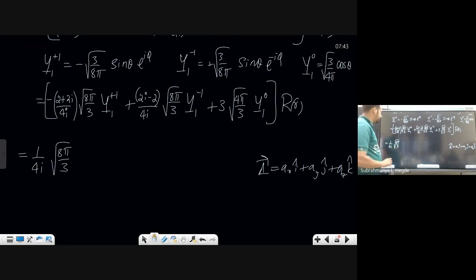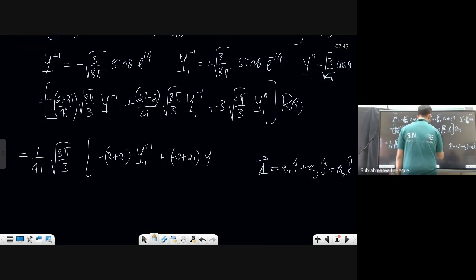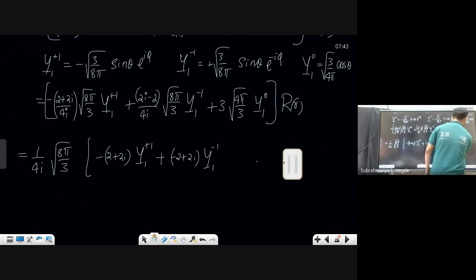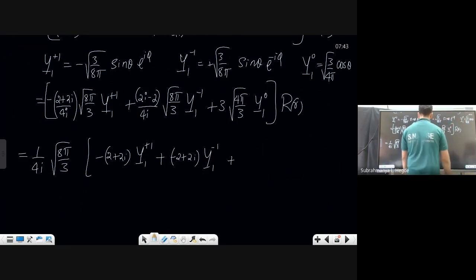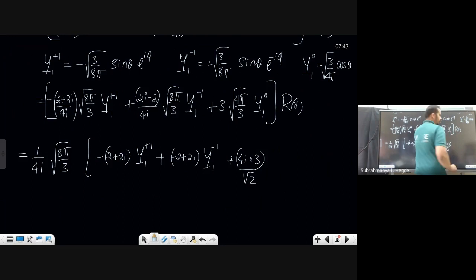Is that okay? If I do that one, minus 2 plus 2i, Y1 plus 1, plus minus 2 plus 2, I'm trying to make the step easier here. Pick up plus 4i taken outside, 4i into 3, am I right? Here one more root 2 was required, divide by root 2, am I right? Multiply and divide by root 2 so that you can take root of 8 5 by 3 outside.